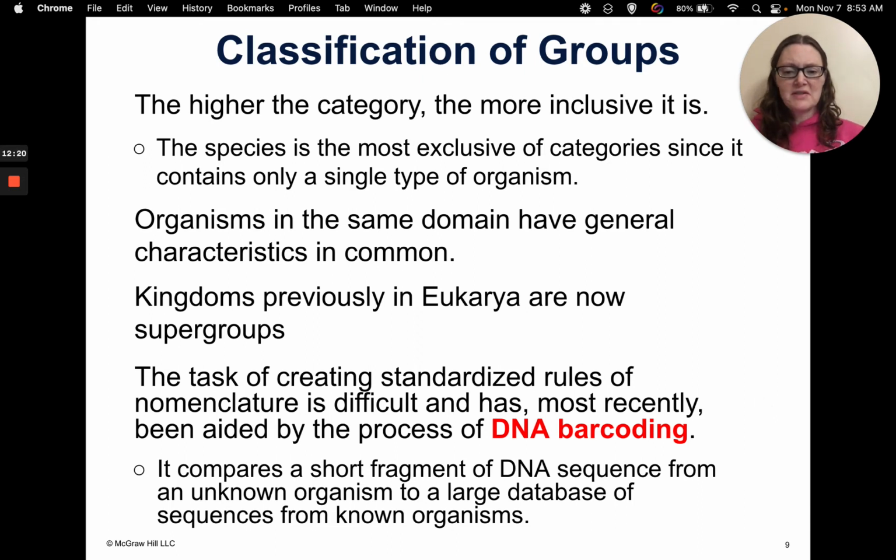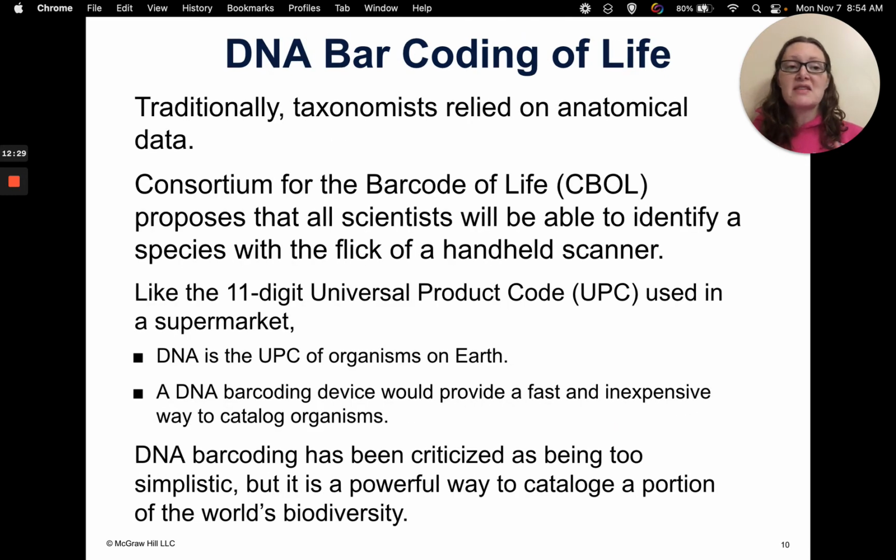So it compares short fragments of DNA sequence from an unknown organism to a large database to help group these animals in better groups. And remember, this isn't just animals, this is also plants. Plants are part of this process. So traditionally, taxonomists relied on anatomical data. Does this animal look like this? Does this one have the same length of tail as this one? It works, but it's not exactly accurate.